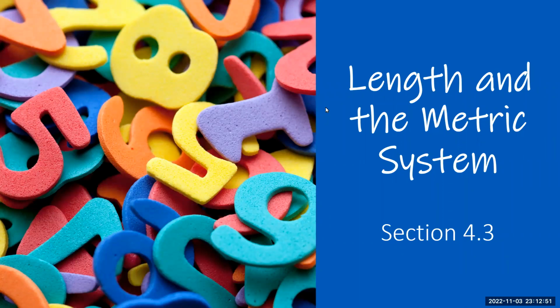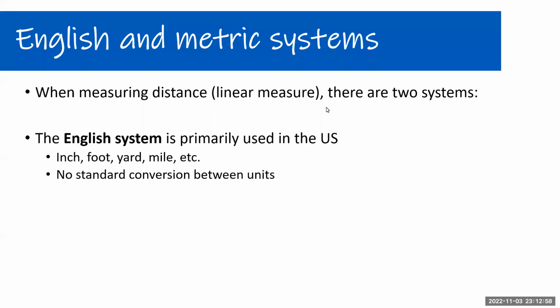Today we're going to continue with Unit 4 and talk about Section 4.3, which covers length and the metric system. As I'm sure you're aware from previous courses and just living life in America, there are two main systems that we use for measurements. We use the English system and the metric system. This happens when we're measuring distance, it happens when we're measuring volume, as we'll see, it happens when we're measuring a lot of things. When we're talking about length, the English system is primarily used in our country.